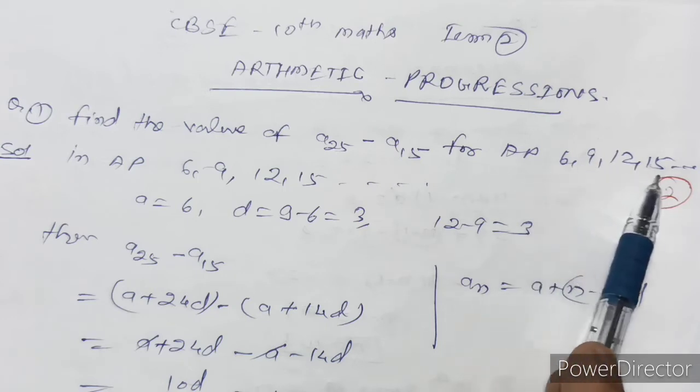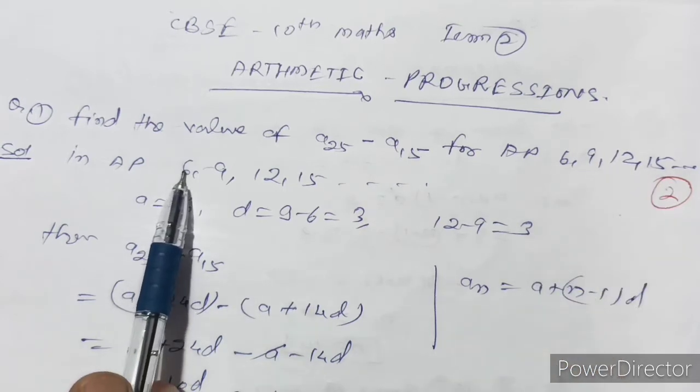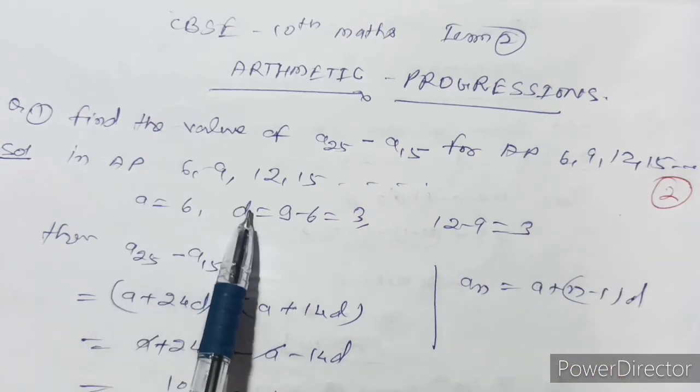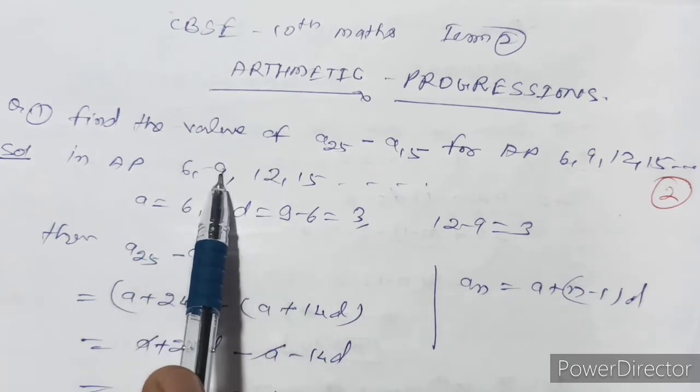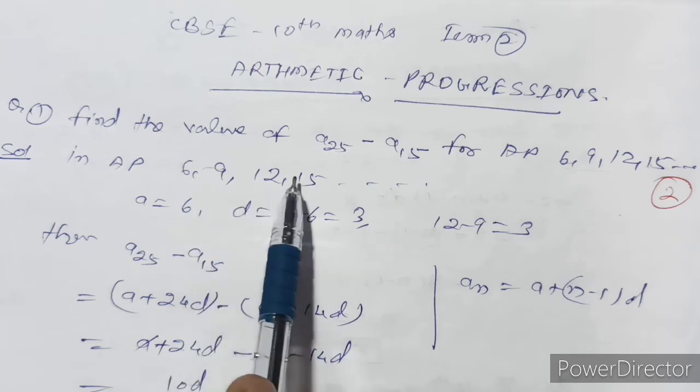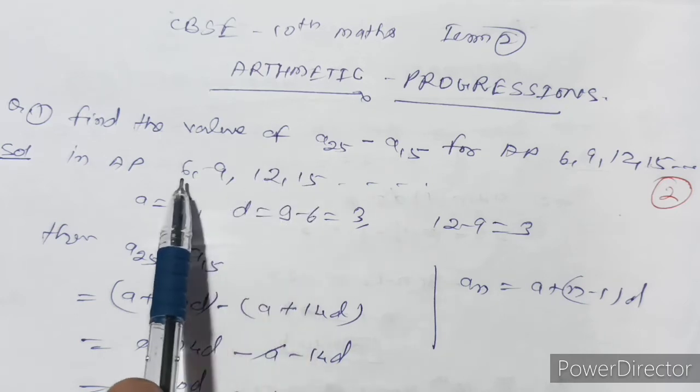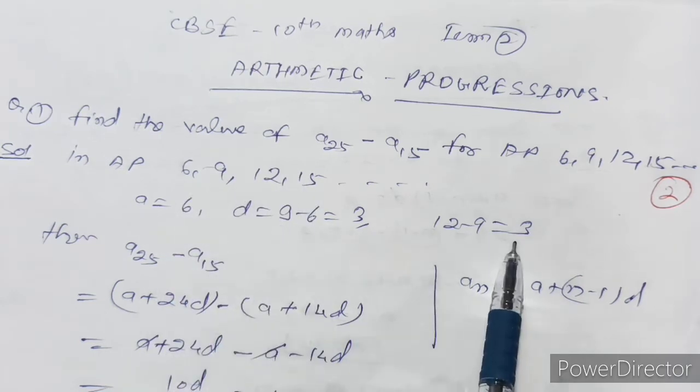First we have seen in the series, so we have the first term a equals to 6 and d is the common difference, which is 9 minus 6 is equals to 3 and 12 minus 9 is equals to also 3 and 15 minus 12 is also 3. That means the common difference is equals to 3.